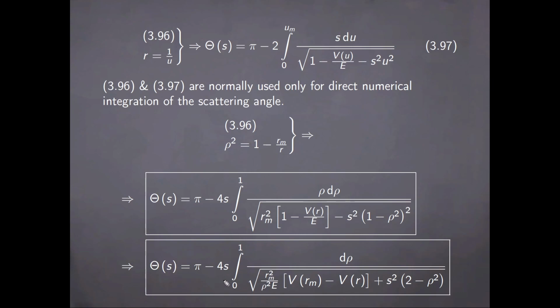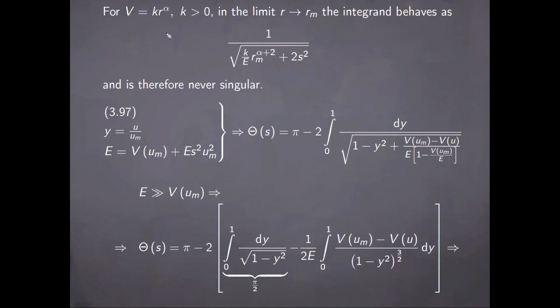Furthermore, in the case of the latter expression, if we restrict the potentials to power law functions that are repulsive in nature, then you can see immediately that in the limit, when the radius vector tends to its periapsis value, the integrand behaves as the expression shown here. So it is therefore never singular.